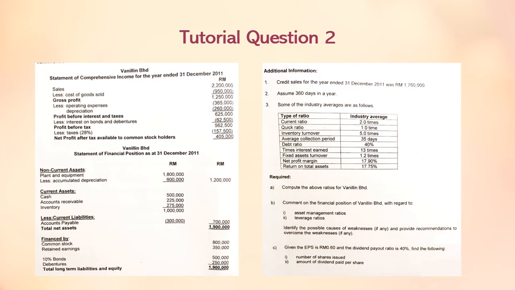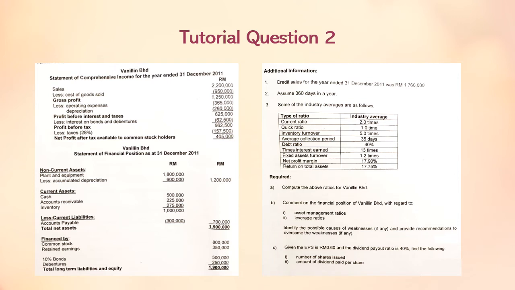Okay, we go to another example of tutorial. So they give you the comprehensive income. It's a long ago question. We don't call it SOCI anymore. We call it a statement of profit or loss here, and statement of financial position. Okay, and they give you the information here. It says that credit sales for the year ended was 1.76 million, meaning that out of 2.2 million, 1.76 million are credit sales, the rest is cash sales.